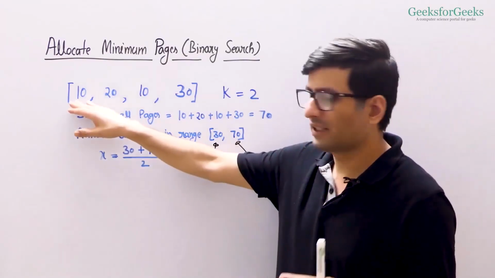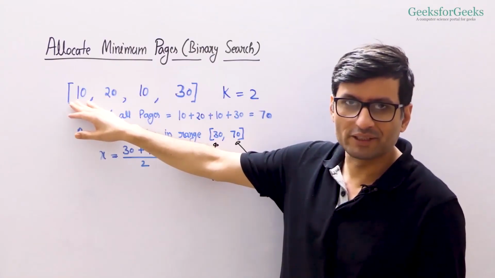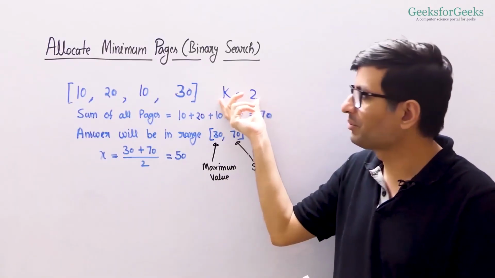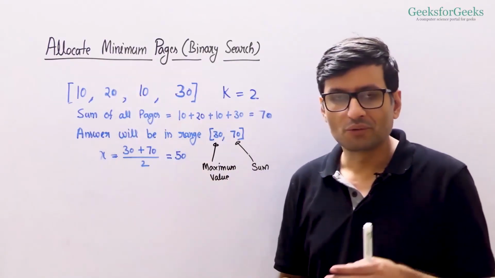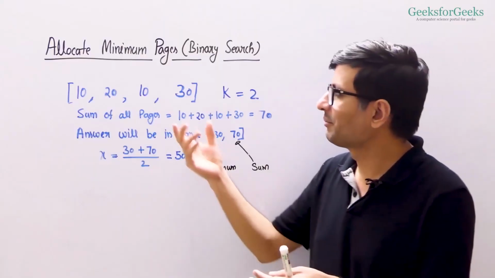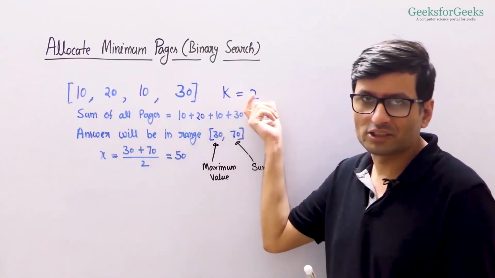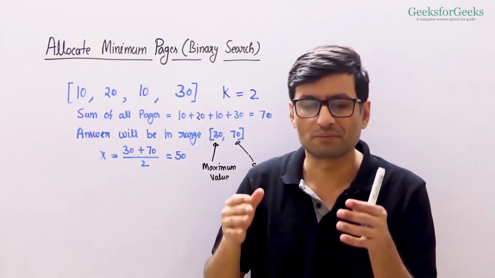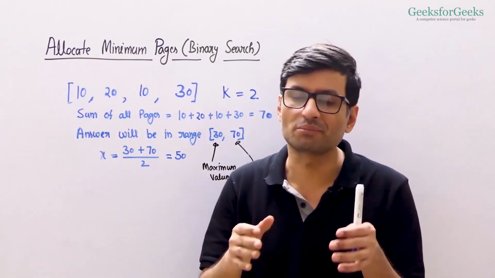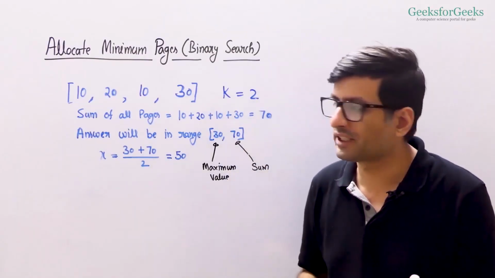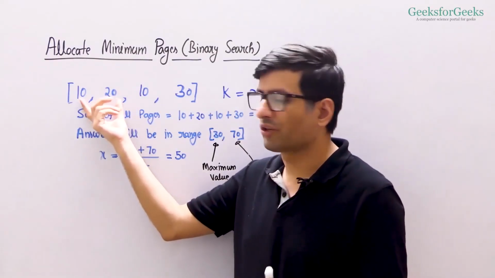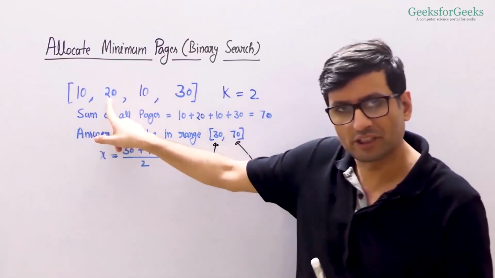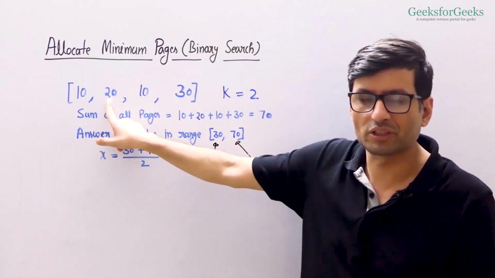We are given a set of books, and every book has a number of pages, and we are given a number of students. In this example, we are given 2 students and 4 books. We need to make sure that books are assigned to these students in such a way that the maximum number of pages read by a student is minimized, with the constraint that a student can only read a contiguous set of books, right? If a student is reading 10 and this 10, then the student must read 20 also. Can't skip a book in the middle.